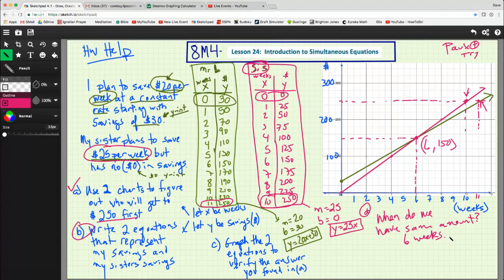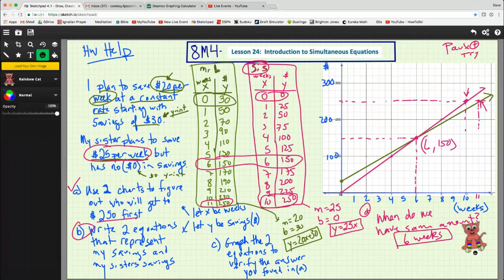And what's totally cool is that we can look back at our chart and see which week it is that we did have the same amount. And it's only here. At week 6, I had 150, and at week 6, my sister had 150. That deserves a happy cat. And that's going to be true. It's going to be really neat.